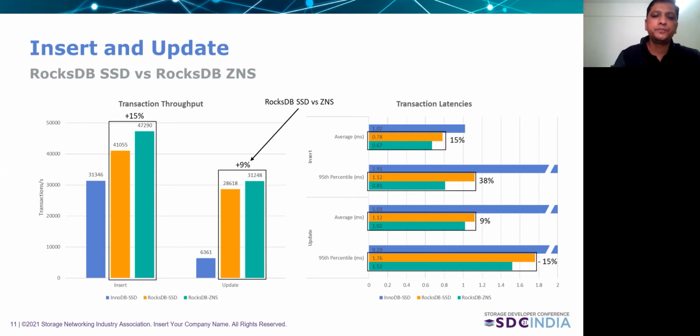We ran Sysbench initially on the drive. We filled up the drive up to 95%, and then we ran the workload, warmed up the database, and then we ran all of these workloads to get these numbers, basically.